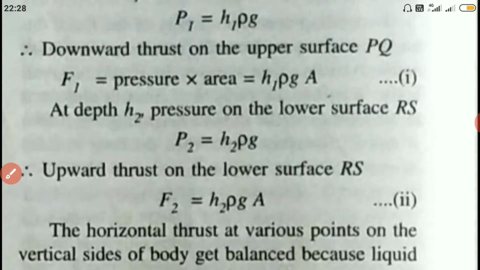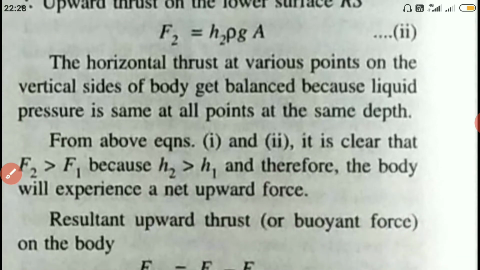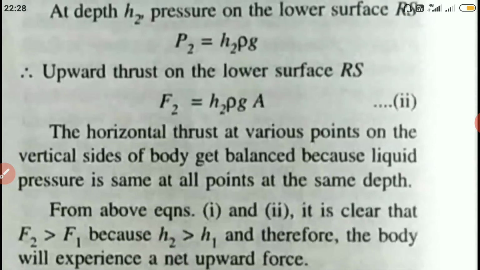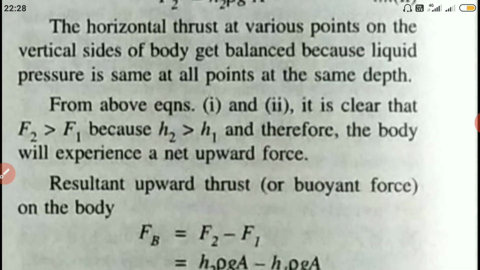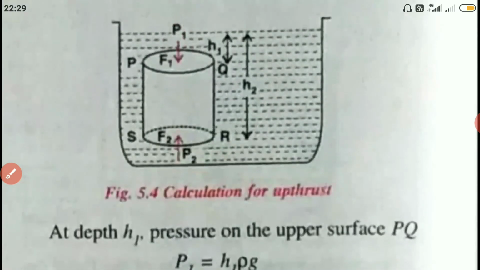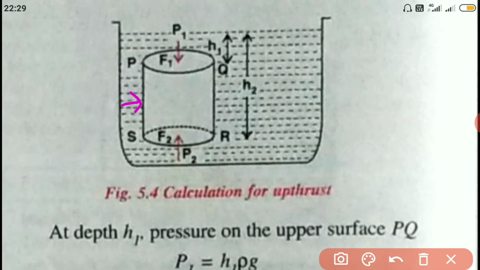Now, since we have formulated the values of forces F1 and F2, the horizontal thrust at various points on the vertical sides of the body gets balanced, because liquid pressure is the same at all the points at the same depth. It means that any force acting on this surface laterally should be cancelled, because the value of the pressure is the same at the same depth.